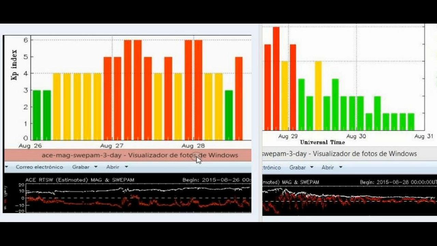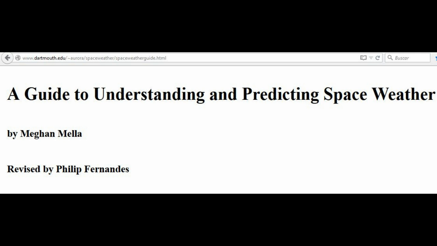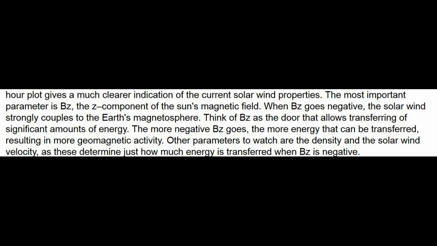BZ goes south, we enter a storm. But there's someone who I respect a lot who doesn't agree with this, just for whatever reason doesn't think that the B component, the BZ specifically, has really anything to do with geomagnetic storms. I don't understand that, so I decided to dig a little deeper, and the first thing here is from Dartmouth.